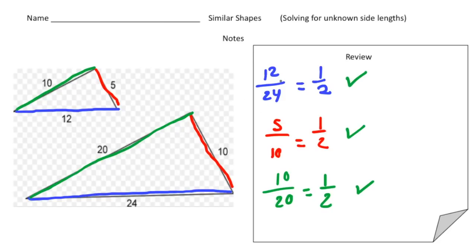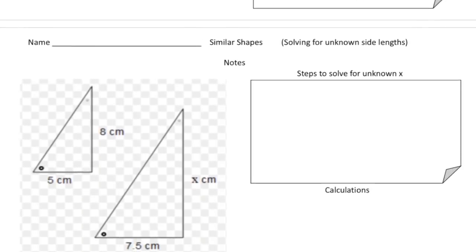Now, if you notice, to prove this, we created a proportion. 12 over 24 equals 1/2, 5 over 10 equals 1/2, and 10 over 20 also equals 1/2. Keep this in mind as we turn the page and try this problem.